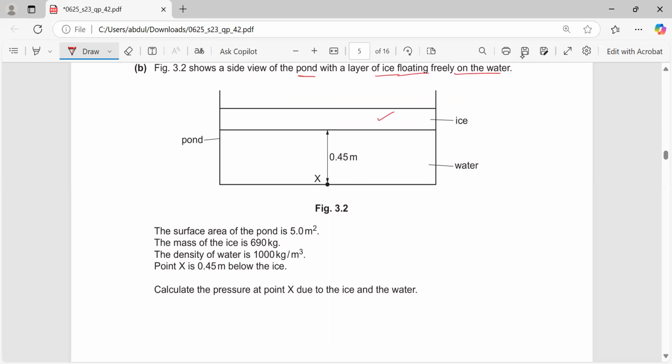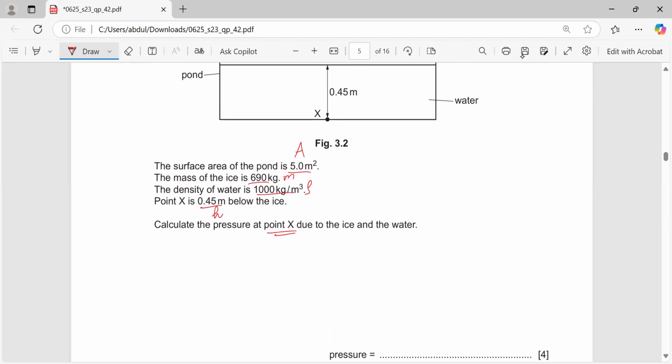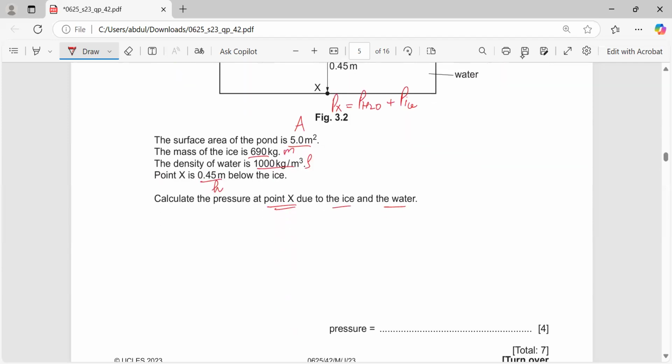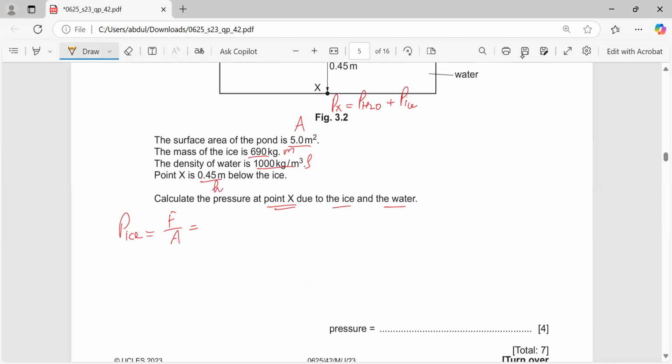So now the data given: this is the area of cross section, here is the mass of ice, this is the density of water, and this is the depth below the ice. All the data is very clearly mentioned. Now calculate the pressure at point X due to ice and due to water. So pressure at X will be the sum of pressure of water and pressure of ice. So we need to calculate both of them. First of all, pressure of ice is equal to force per unit area. Now we don't have force, but we can get it. Why?